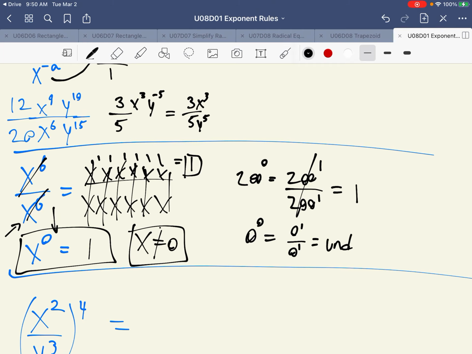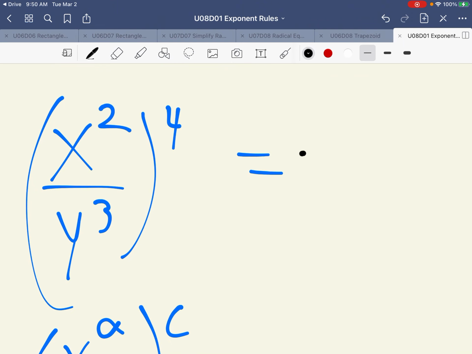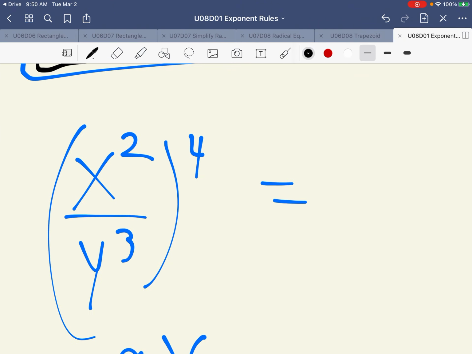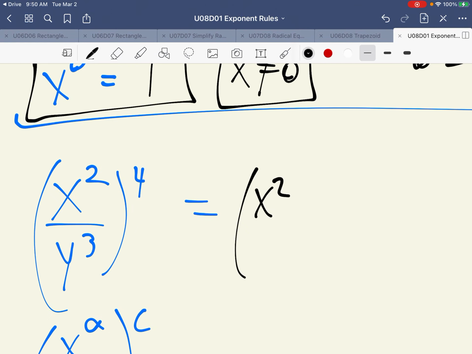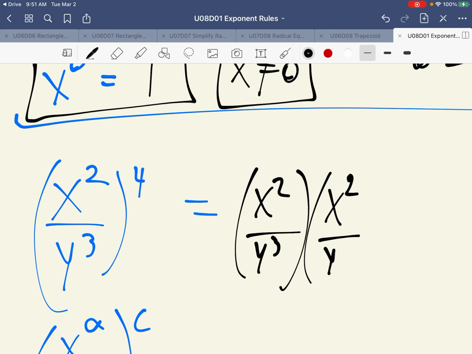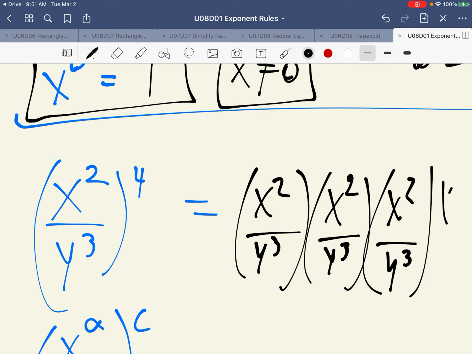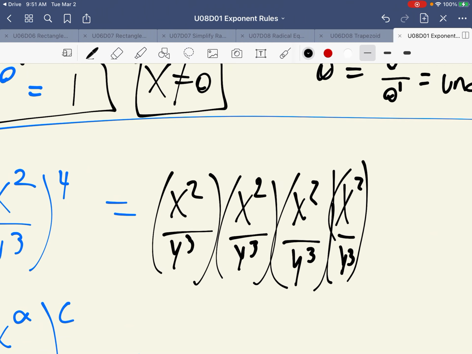All right, lastly, we have the power of a quotient rule, which means you have a fraction being raised to a power. Since we can rewrite this as x to the 2nd over y to the 3rd, just 4 times, because it's the 4th power, and you multiply the numerators of the fraction, this would become x to the 2nd 4 times, and it would become y to the 3rd 4 times.